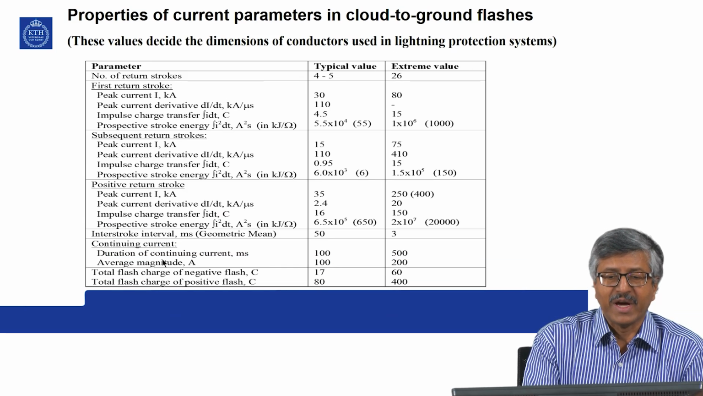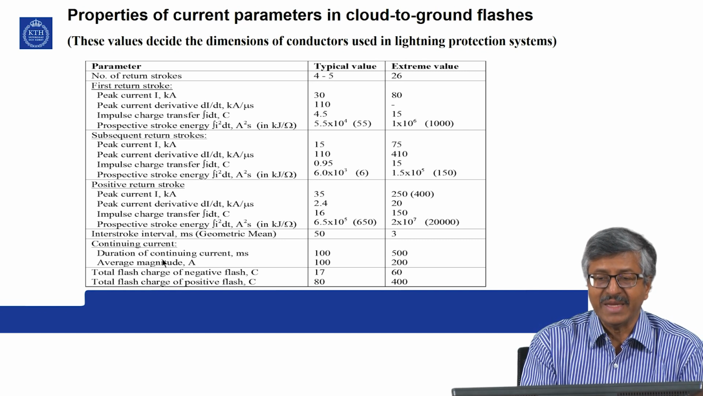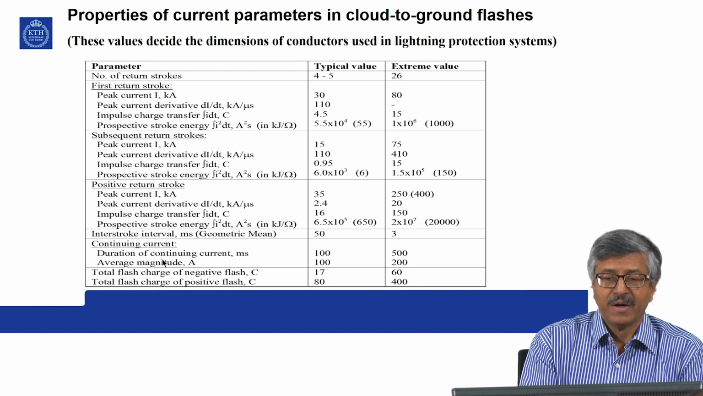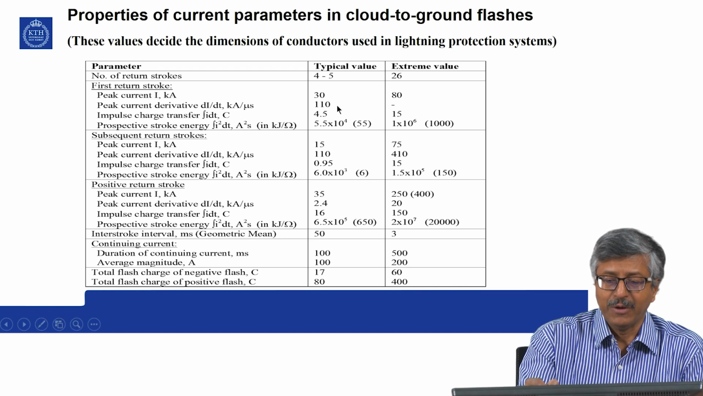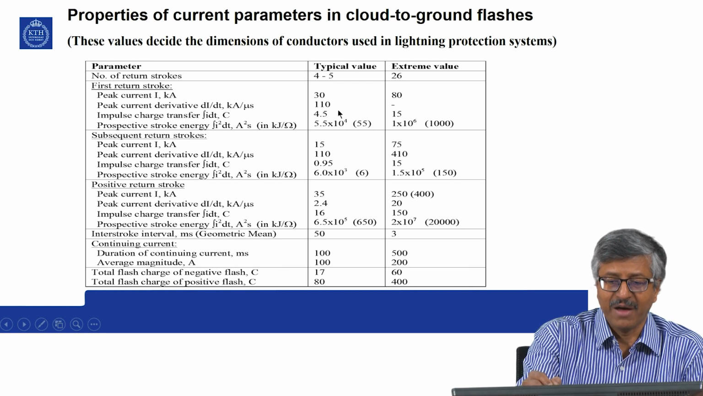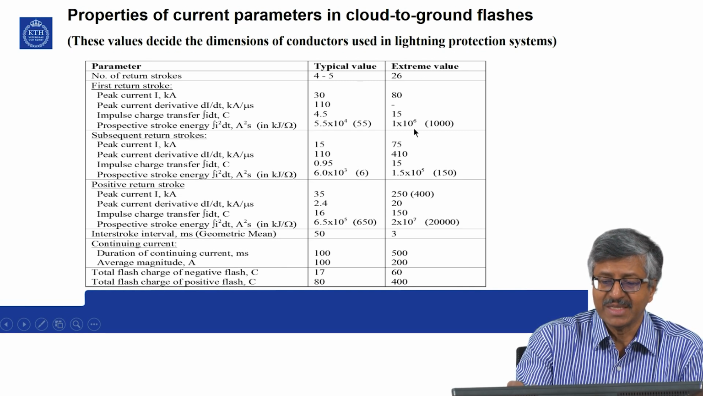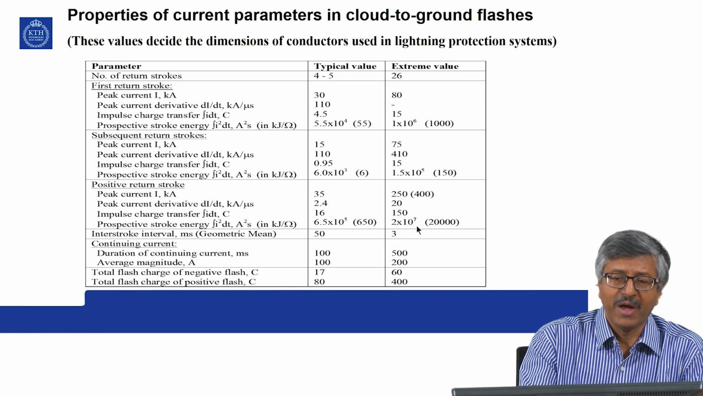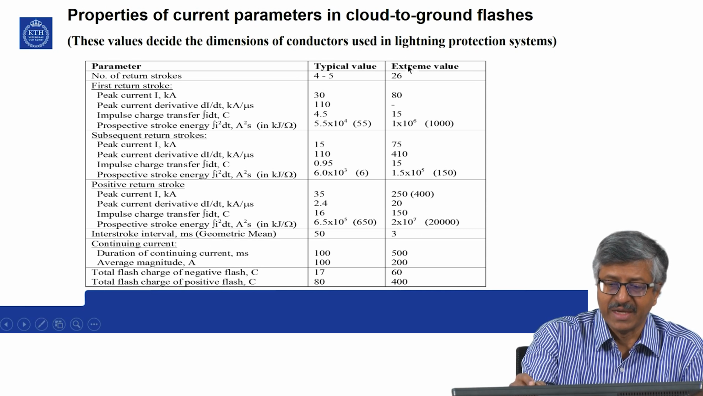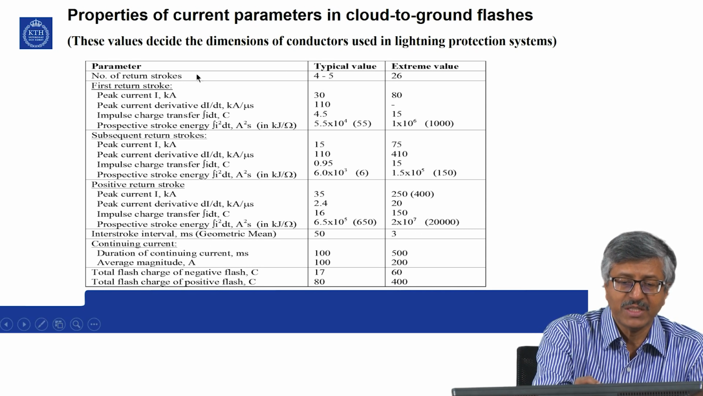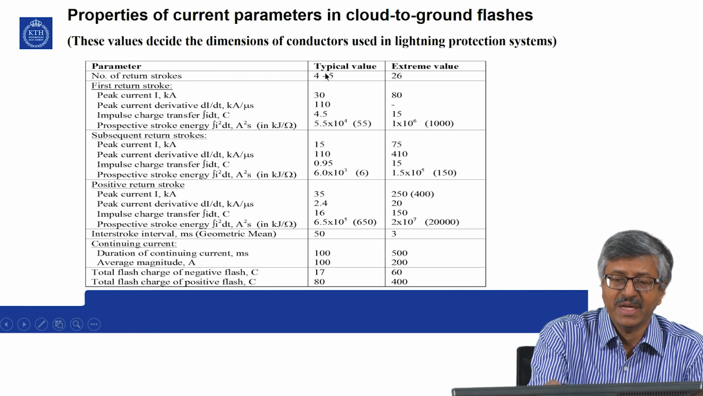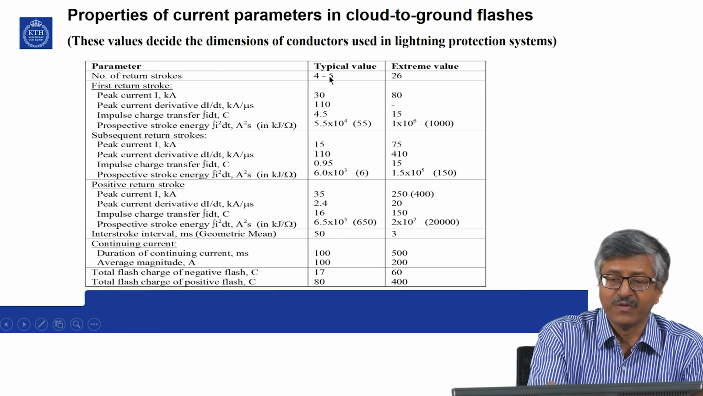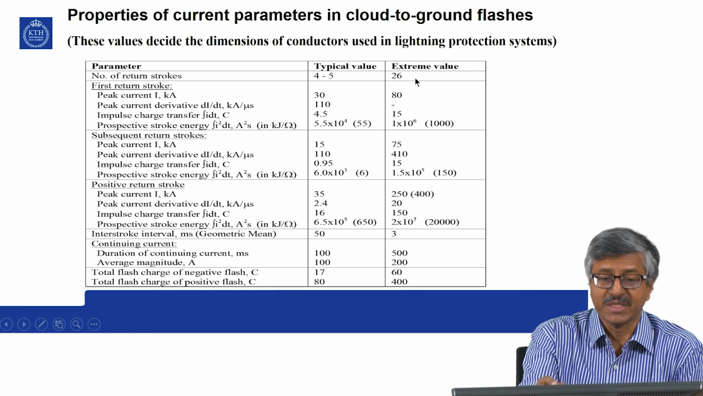So, the properties of current parameters in cloud to ground lightning are summarized here. So, you can use this for reference. What is shown here is the typical value or some sort of an average value, and what is shown here is the extreme value, that is the maximum value that people have measured with real lightning. For example, number of return strokes in a flash, typically a flash contains several return strokes. So, typically it is 4 to 5, whereas the extreme value can be 26.